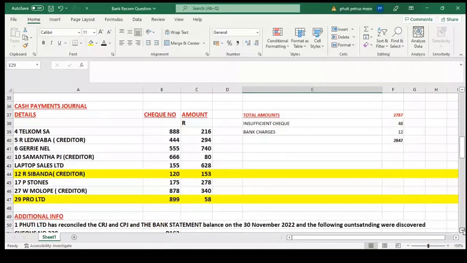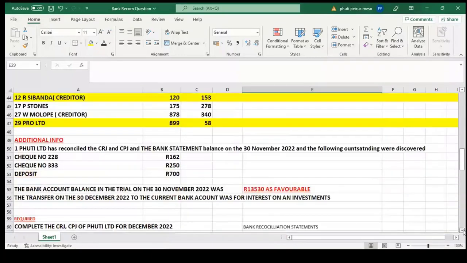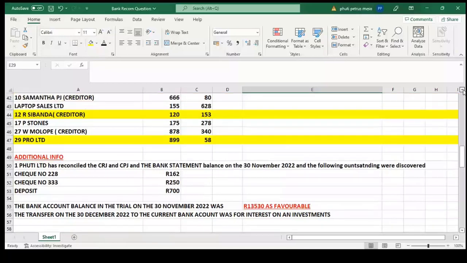Okay, let's read further here. What are they saying? Bank. Okay, 250 has been done, 162 has been done, 700 has been done. But we've got additional information where it says the bank account balance and the trial balance. Okay, that's fine. The transfer on the 30th of November 2022 to the current bank account was for the interest on investment. So you've got an interest on investment of 1,200 rand. It has been transferred through to the bank account of Putin Limited.